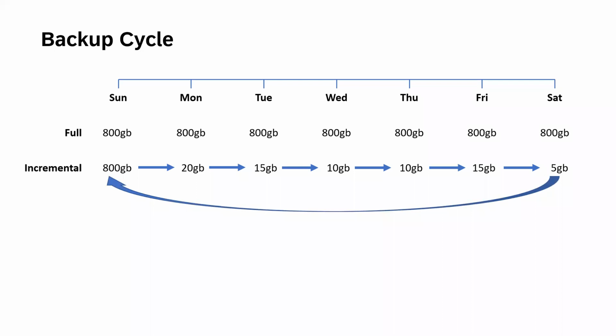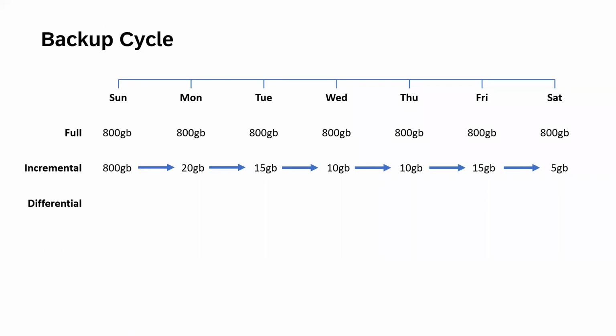Okay, very good. So now let us move forward to differential backup. Now what is the differential backup? Again the same example. The first backup will always be a full backup. So on the first Sunday when you schedule a differential backup, it will be a full backup. On Monday, the data which was changed since the last backup is 20 GB, so it will only back up those 20 GB.